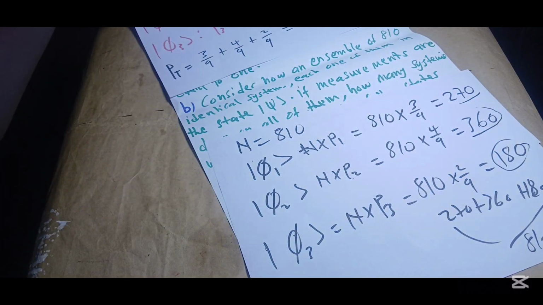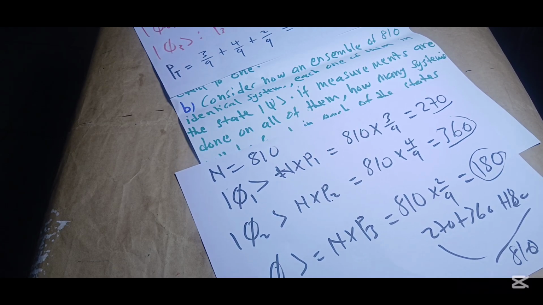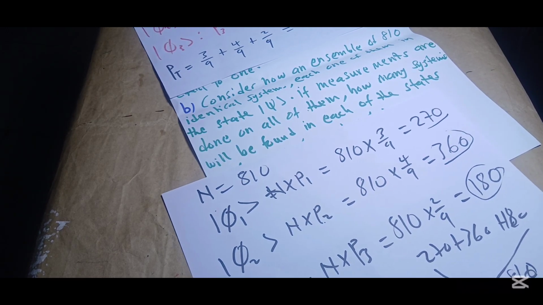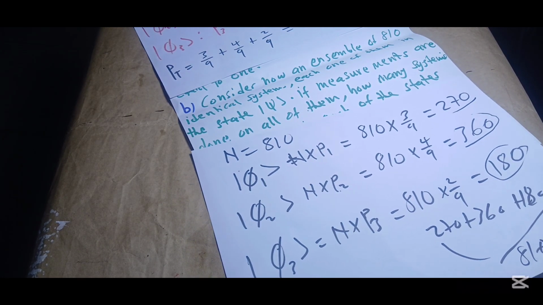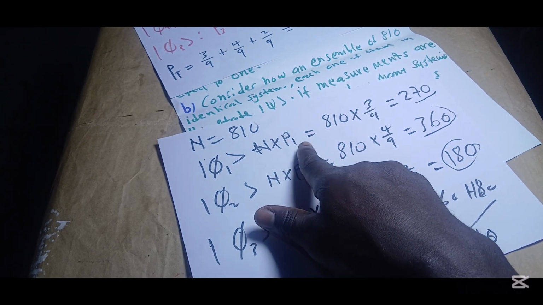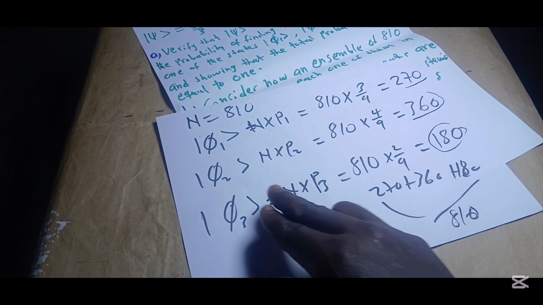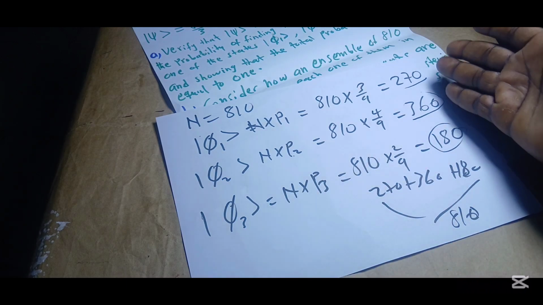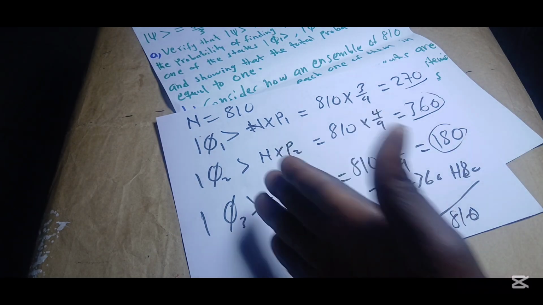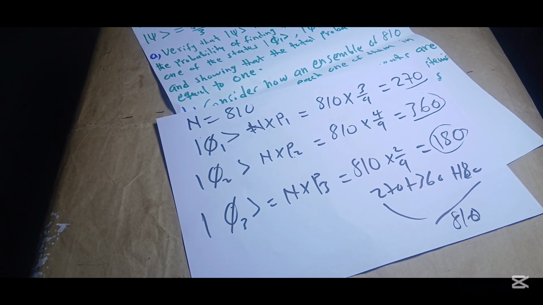Part B asks, for an ensemble of 810 measurements, how many systems will fall on phi 1, phi 2, and phi 3. The formula is the number of the ensemble multiplied by the probability contribution of the vectors, which we used to calculate the number of the ensemble that will fall on each vector. Here they are state vectors. So that is it for this problem.